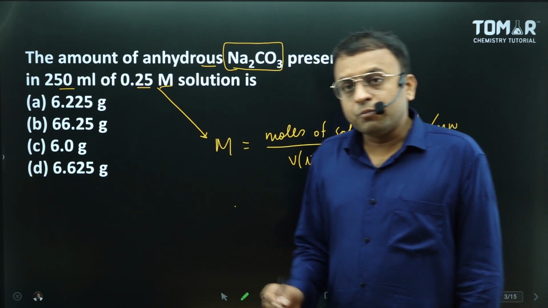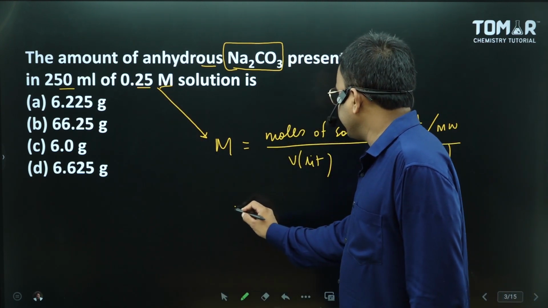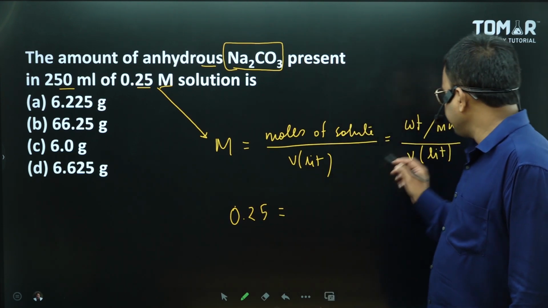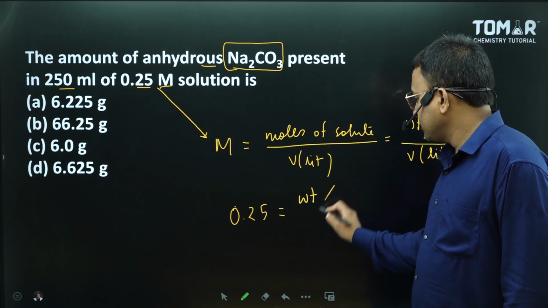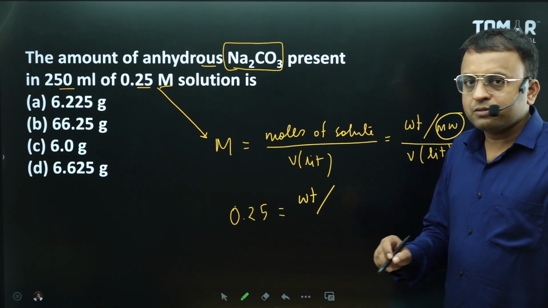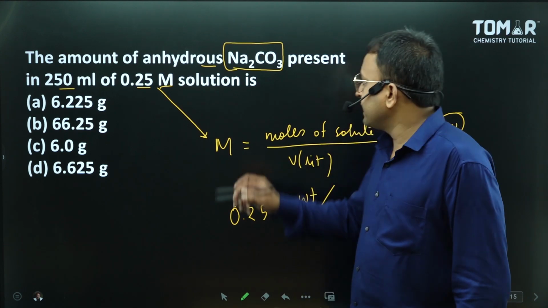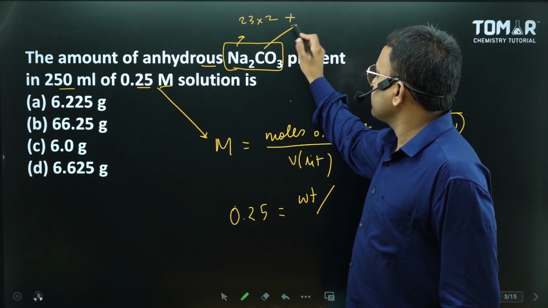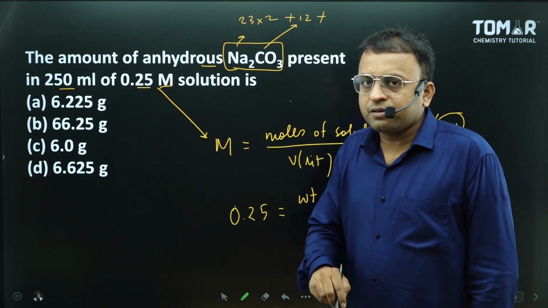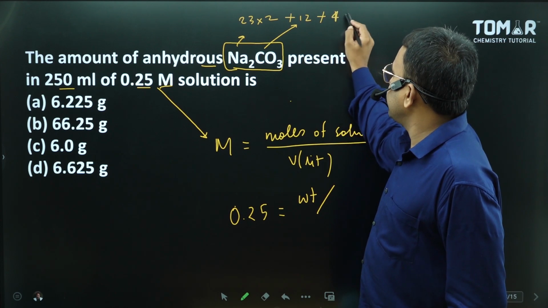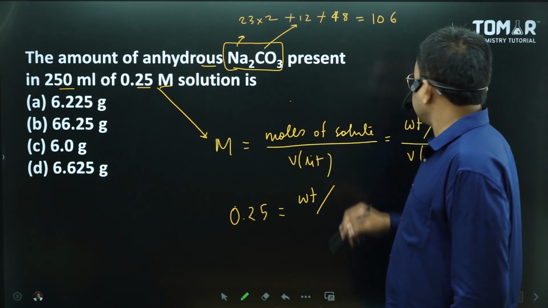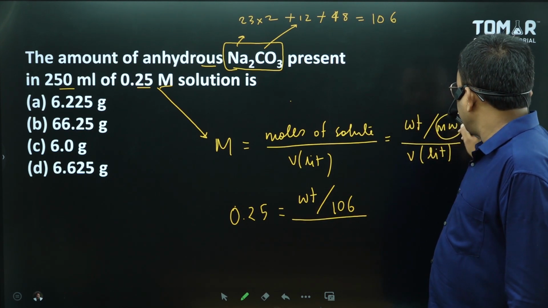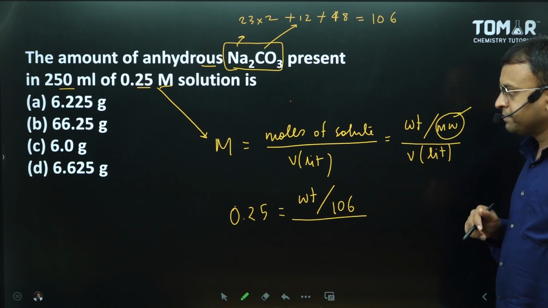So we are given the molarity, 0.25. We have to find the weight of Na2CO3. And what is the molecular weight of Na2CO3? Sodium has atomic mass of 23. 23 into 2 is 46. Carbon has mass of 12. Oxygen has mass of 16, 16 times 3 is 48. That is 106. Now put 106 in the place of molecular weight.